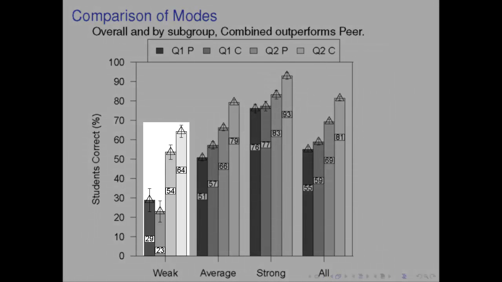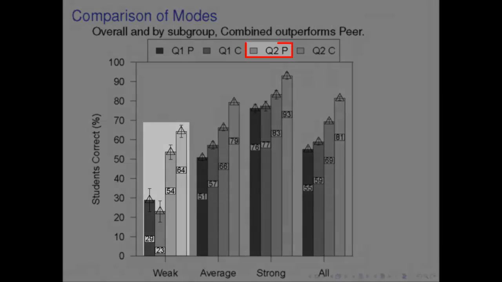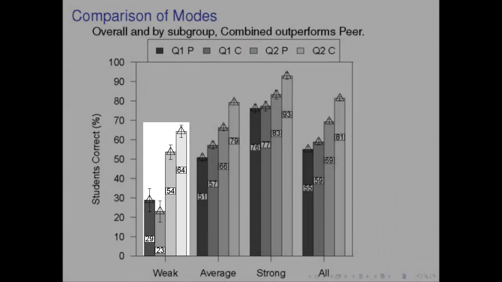For the Q1s, I've got 29 and 23%. So there's a bit of a difference there, not statistically different, but the Q1s are not exactly equal. That's probably just because I didn't have enough questions to make the percentages closer there. But more interesting in this graph is looking at the Q2s. In the peer mode, students answer correctly 54% of the time. And in the combined mode, students answer 64% of the time.